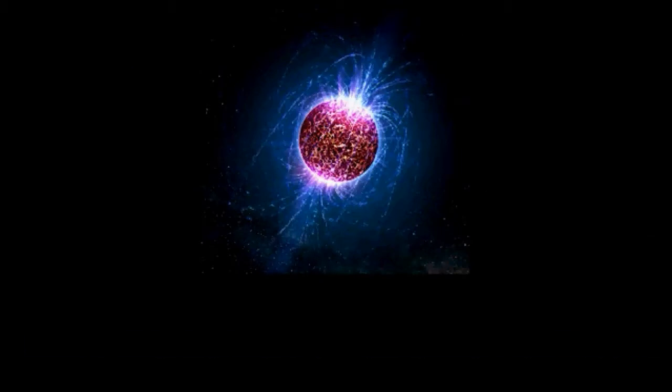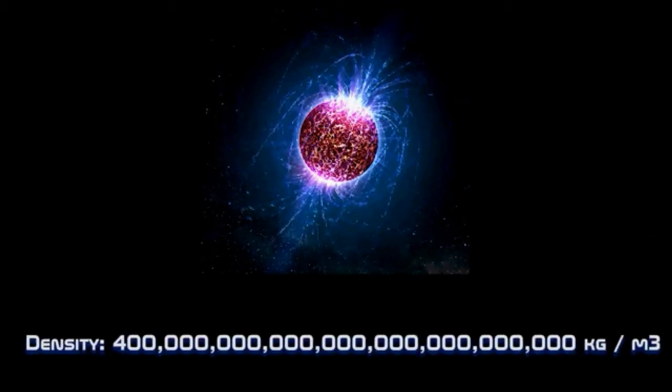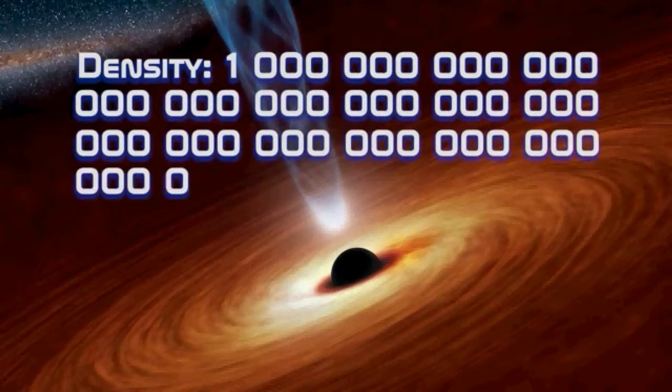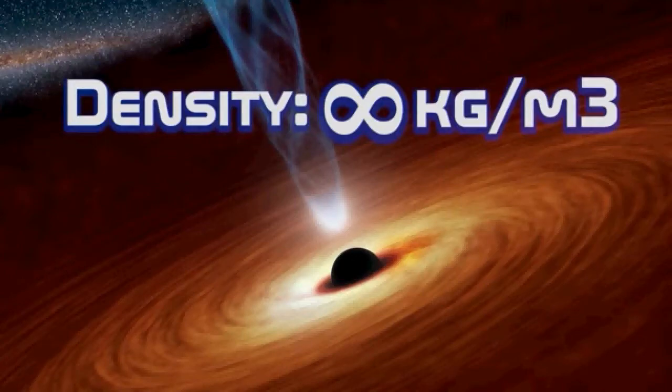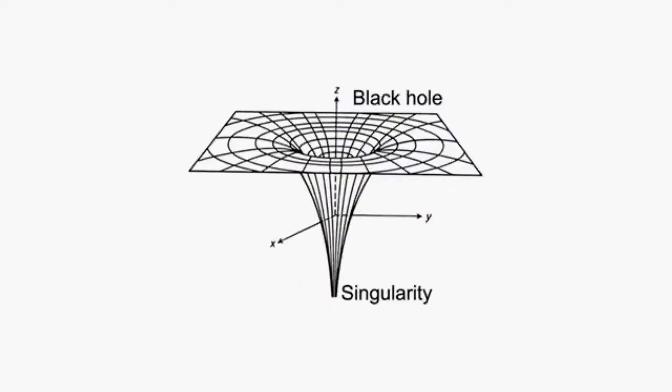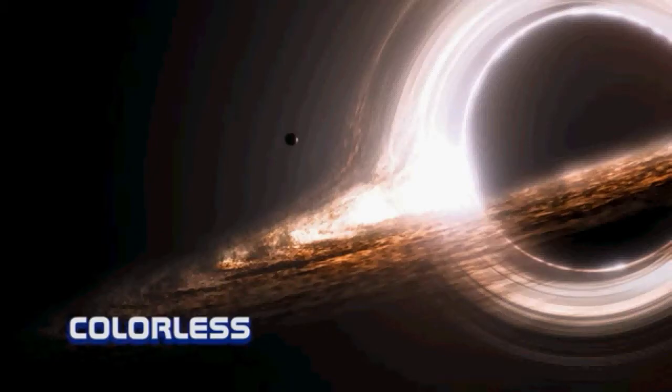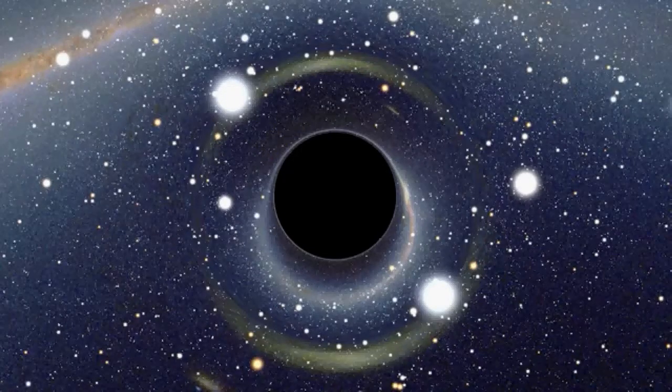If the density of a neutron star is 400 quadrillion kilograms per cubic meter, then a black hole's is infinite, literally. More precisely, that's the density of the singularity, which is the center of the black hole. It also has zero volume, probably. All of the black stuff you see around is called the event horizon, and it isn't black, it's without color, like really. Because of the gravitational pull of the black hole, not even light can escape it, and therefore there is no light coming to our eyes from that region, and an absence of light is black.